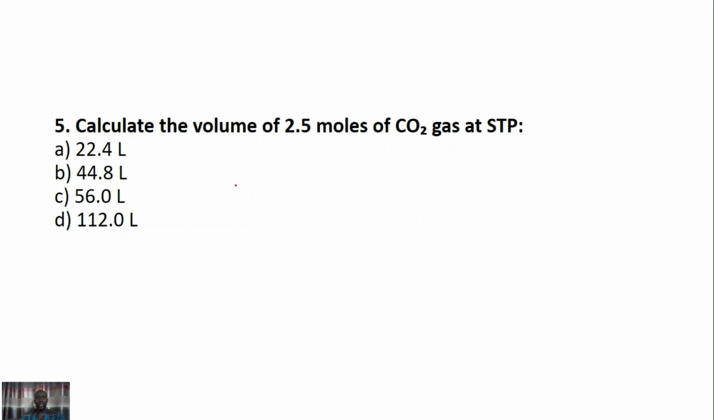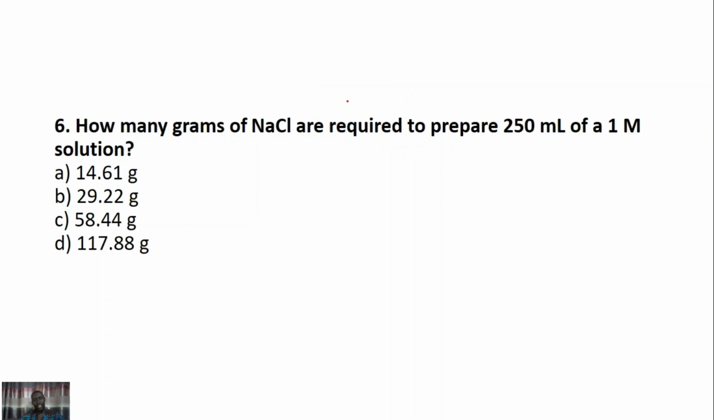Next question, they said calculate the volume of 2.5 moles of carbon dioxide gas. I believe we can do this. From the ideal gas equation that we talked about earlier, which is PV equals nRT, you'll be able to calculate the volume. You can do the calculation and write your answer in the comment section below. Let's discuss.